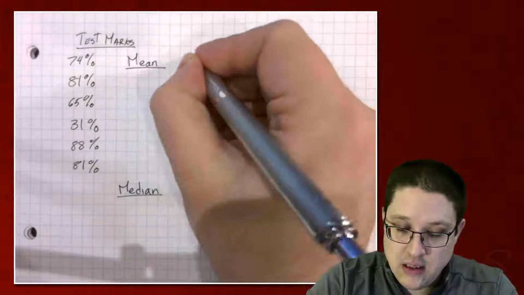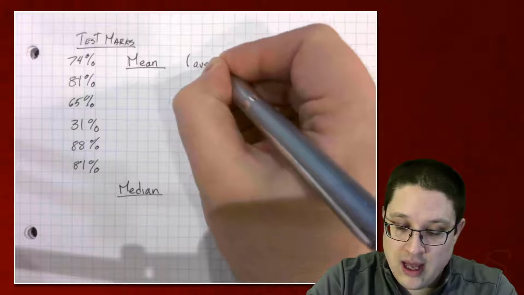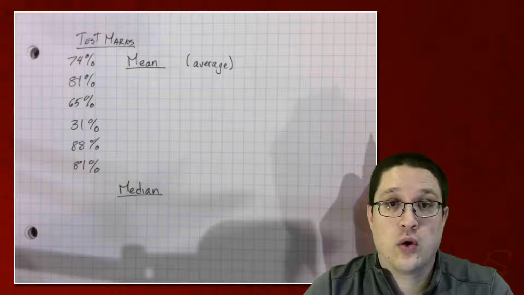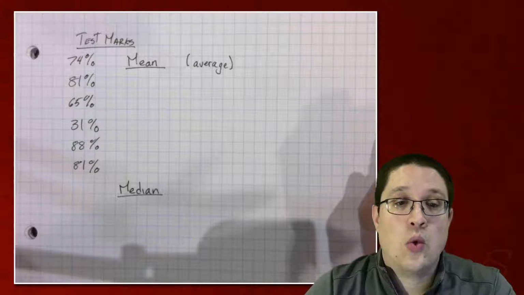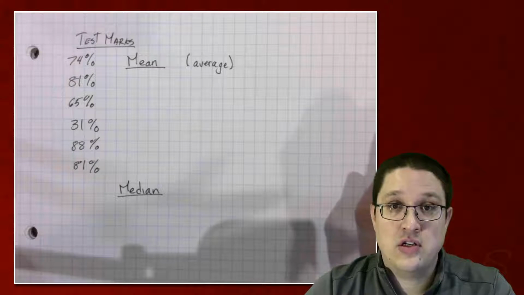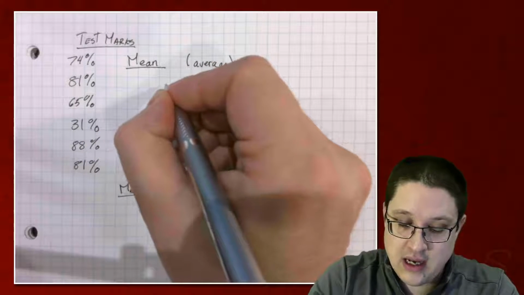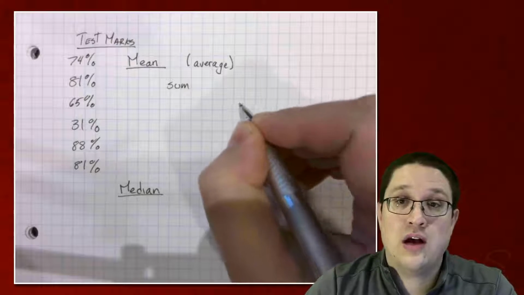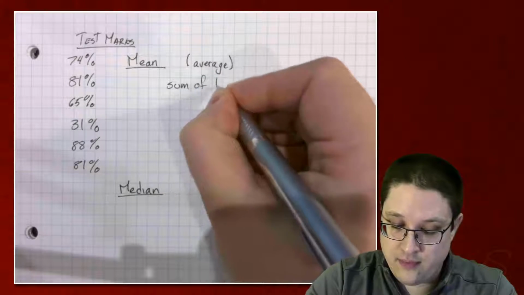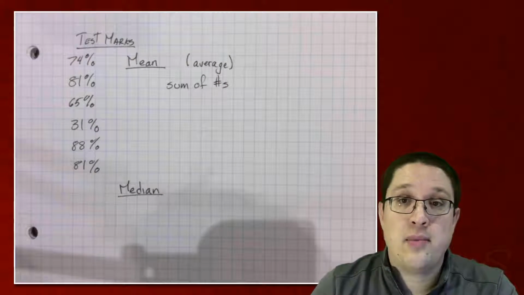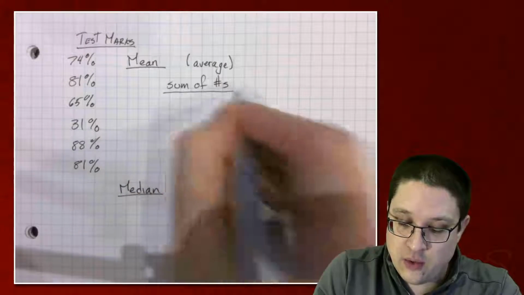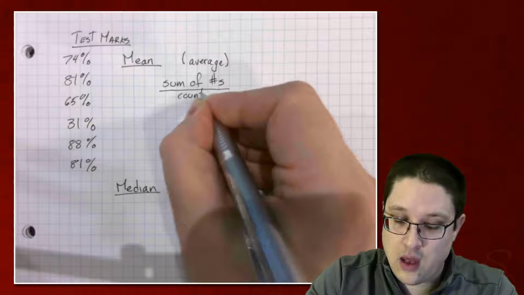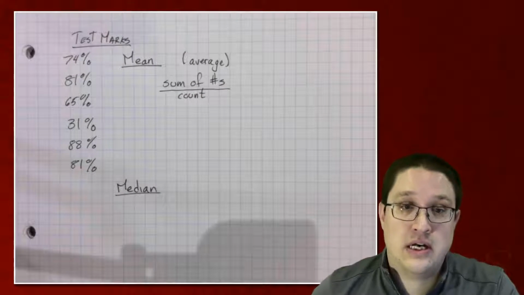Now, the mean is also what you know as the average. This is something you've been calculating for quite a while now. In order to calculate the average or the mean mark, you take the sum or the total of all of the numbers. So you add up all of the numbers, and then you're going to divide by the count, or how many numbers there are.